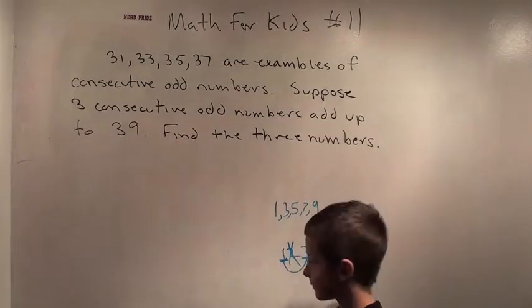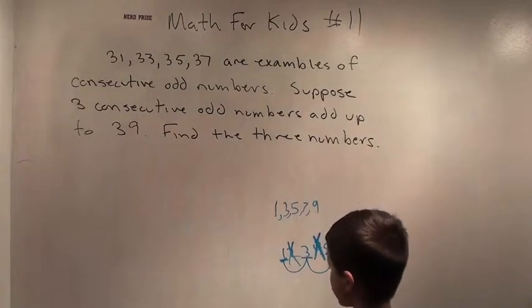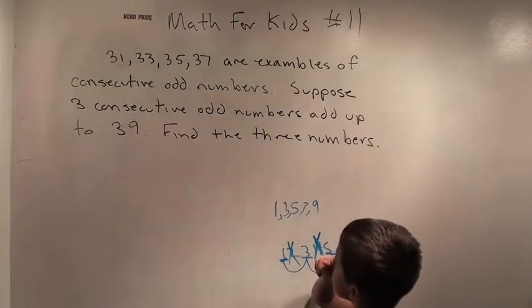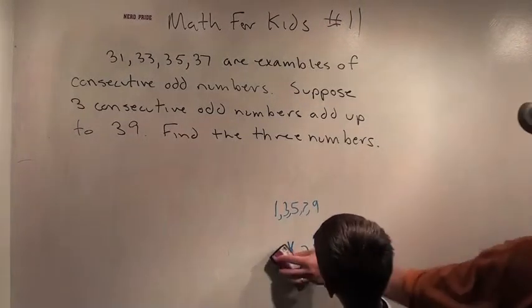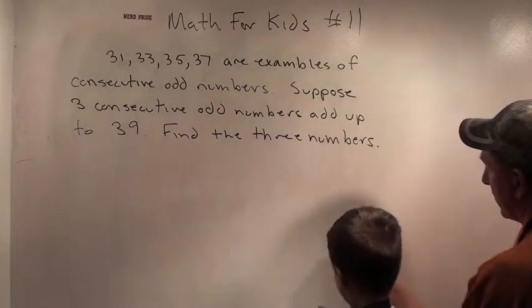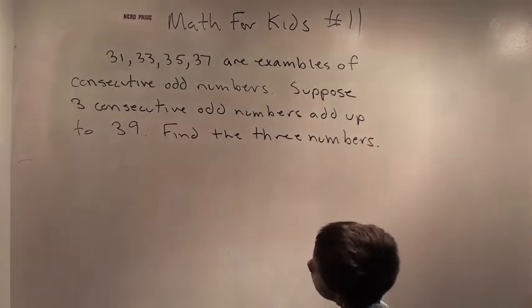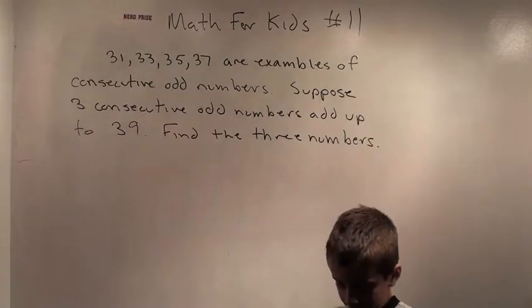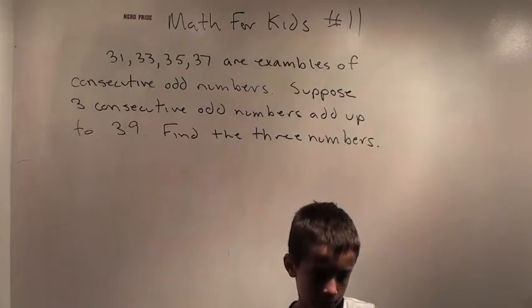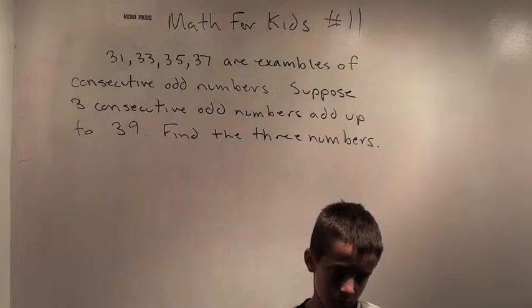All right, so here we go. Suppose 3 consecutive odd numbers add up to 39. Find the 3 numbers. So we have 3 consecutive odd numbers, and we have no idea what they are, but we do know that they add up to 39.